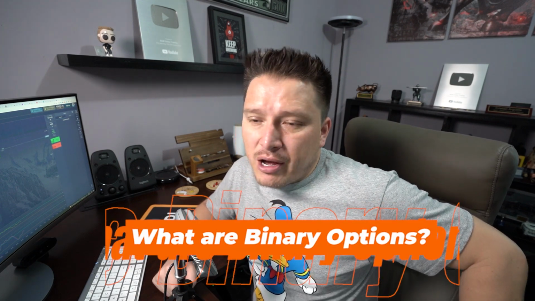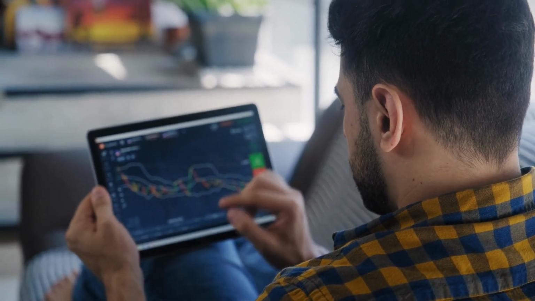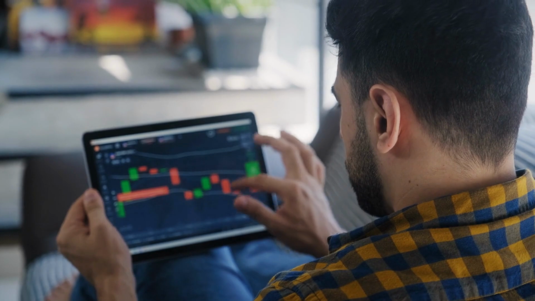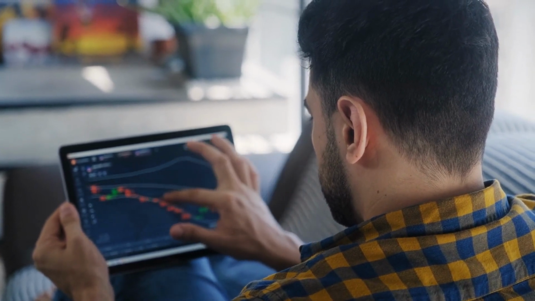So the first question is, what are binary options? Binary options are, for some reason, considered the gambling side of day trading. I don't actually think of it that way, but it is basically what it is. It's a way of trading where you can choose the direction of a pair in a certain amount of time. This basically means, for instance, you think that Facebook is going to go up in price for the next 15 minutes.